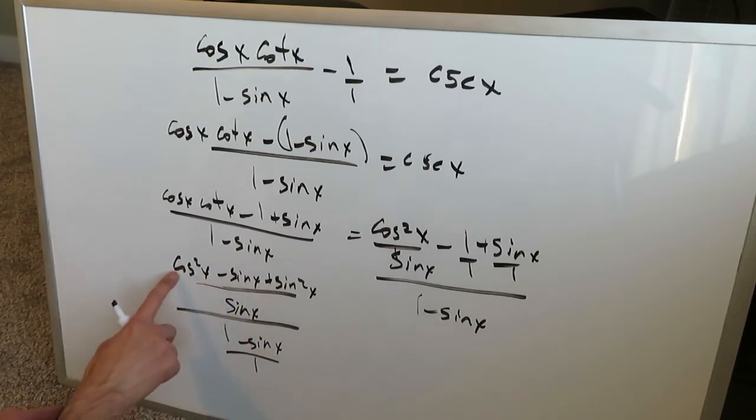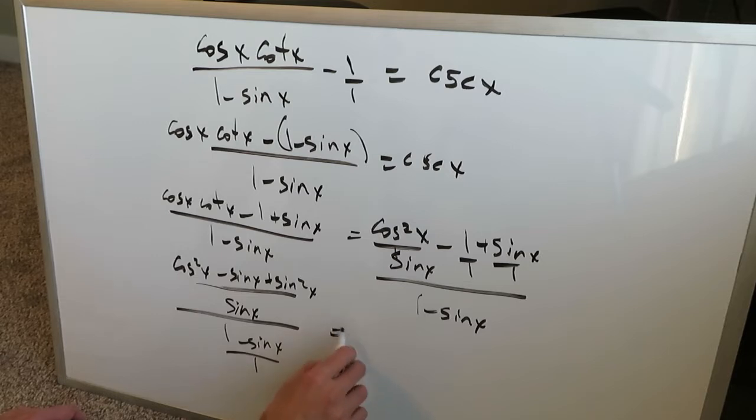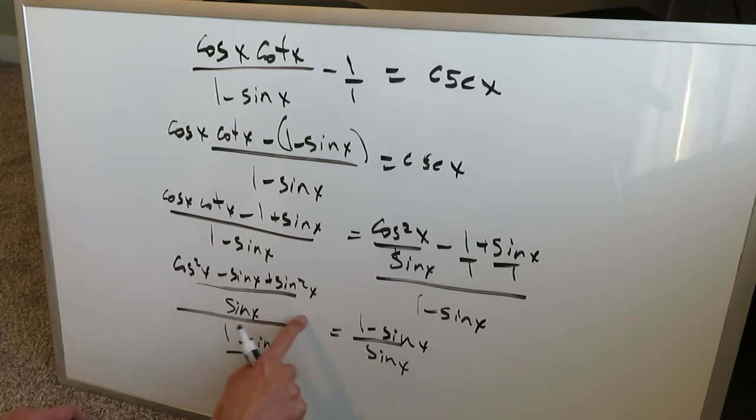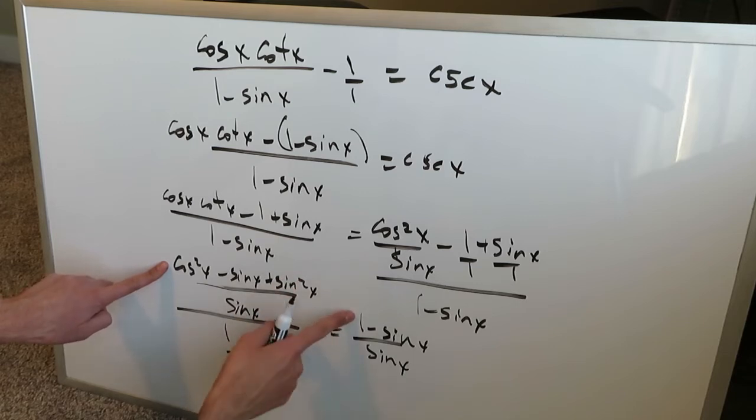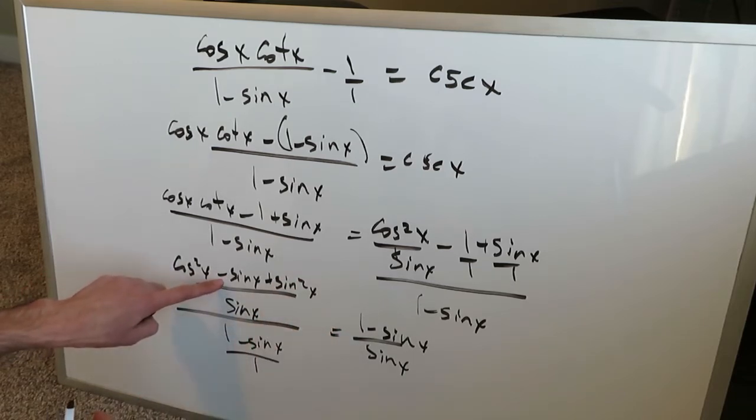Now look, cosine square x plus sine square x is really a 1 using the Pythagorean identity. So what you really end up getting here on the top is 1 minus sine x over sine x, which is this right here, sine x. This stuff on the numerator, cosine square x, sine square x, Pythagorean identity, brought in this 1. And you are still left with that minus sine x.